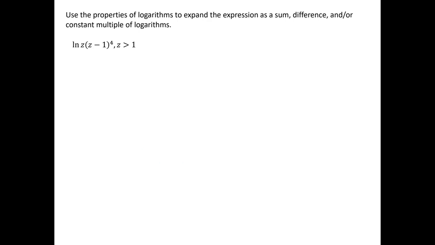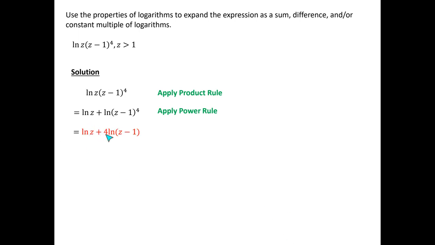Okay, let's try this one. So here we can apply the product rule first. Notice that z is being multiplied to z minus 1 to the 4th power. Since they're being multiplied, we can separate it as addition. So we have natural log of z plus natural log of z minus 1 to the 4th power. Now I can take my exponent to the front. And so I'm going to end up with natural log of z plus 4 times natural log of z minus 1.